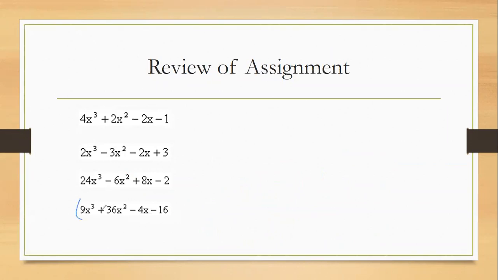Okay. So again, you split them up. You could take 9 out of both of these. 9x squared. Now, when I divide 9x cubed by 9x squared, I just end up with x. 36x squared divided by 9x squared is 4. So x plus 4.